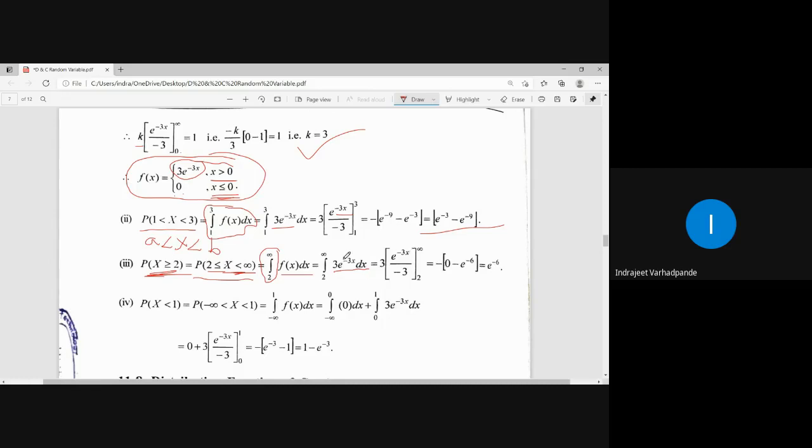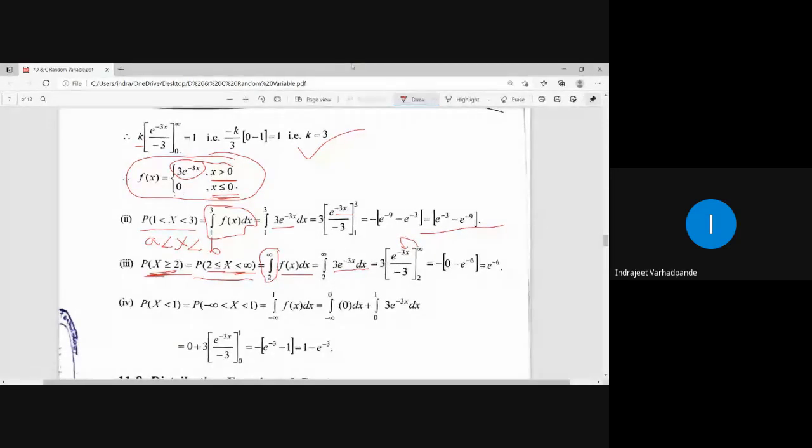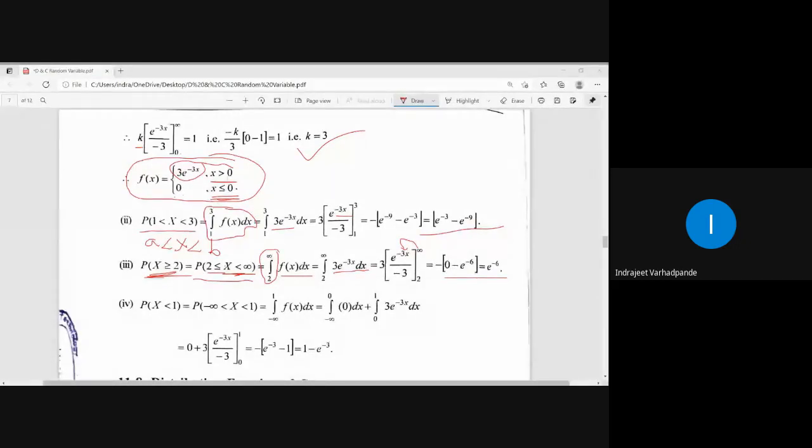So the integral of e to the power minus 3x is e to the power minus 3x upon minus 3. When you put the upper limit as infinity, we always know e to the power minus infinity is 0. And accordingly, what is the answer coming out for this? e to the power minus 6. Check it properly. I hope it is clear.